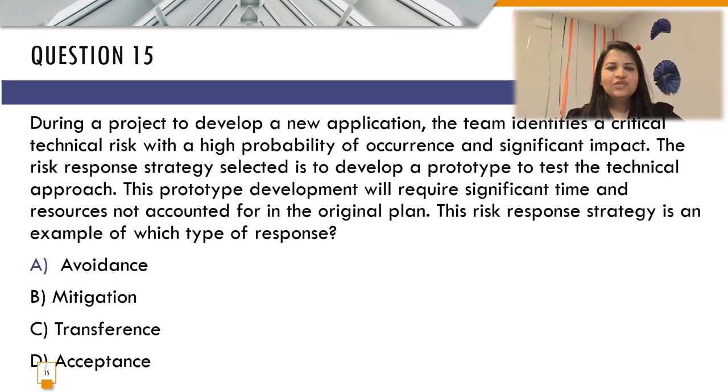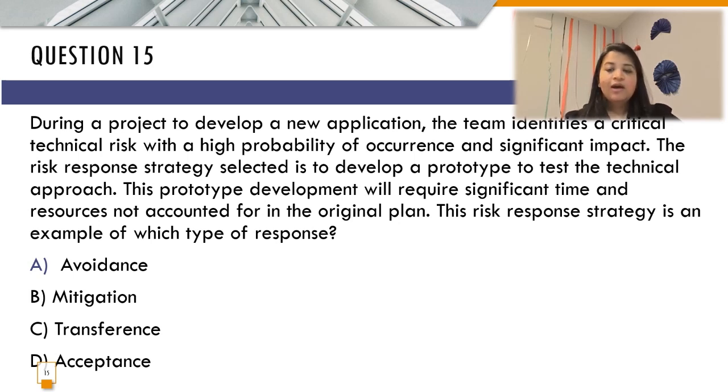Question number 15. During a project to develop a new application, the team identifies a critical technical risk with high probability of occurrence and significant impact. The risk response strategy selected is to develop a prototype to test the technical approach. This prototype development will require significant time and resources not accounted for in the original plan. So this risk response strategy is an example of which type of response? Options are avoid, mitigate, transfer, or accept.